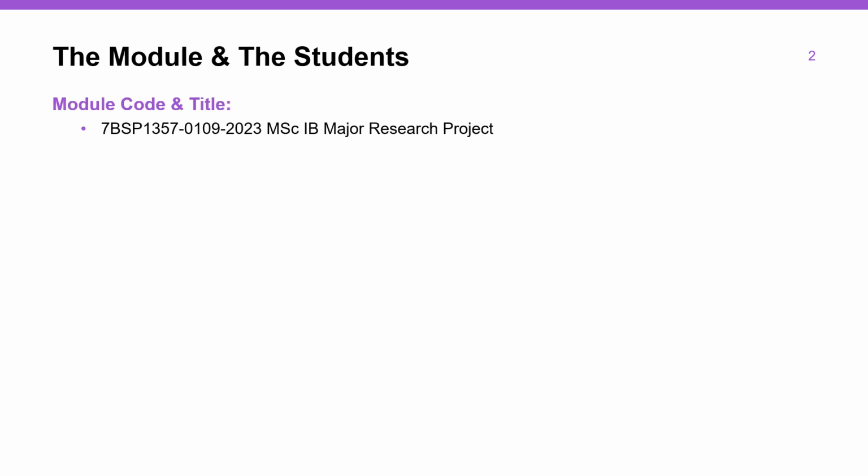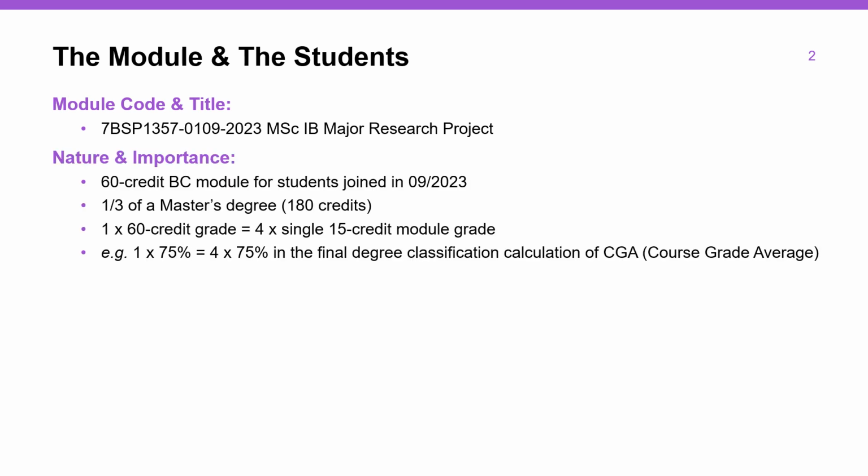As you already know the module code and the module's title, this module is a final 60 credit semester B and C module for the students on the MSc International Business Program who joined the program in September 2023. As you may know, a master's degree has a total of 180 credits. So the 60 credit module takes 1/3 of their overall master's degree, and that means this module is equivalent to 4 single modules.